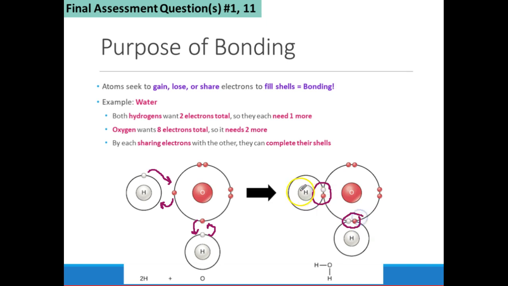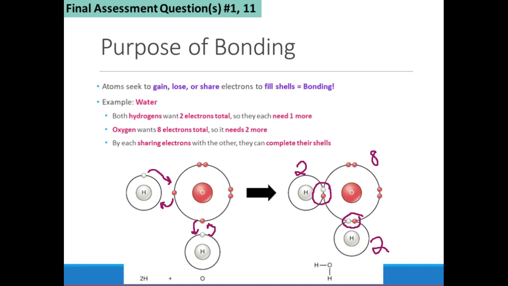And so now from hydrogen's perspective, hydrogen now sees 2 electrons and is now happy. Same with this hydrogen. From its perspective, it now sees 2 electrons and is happy. And oxygen, from its perspective, now on its ring, it has 8 electrons, and so now oxygen is happy. So through bonding into water, this creates a very, very stable molecule because now the atoms are happy.